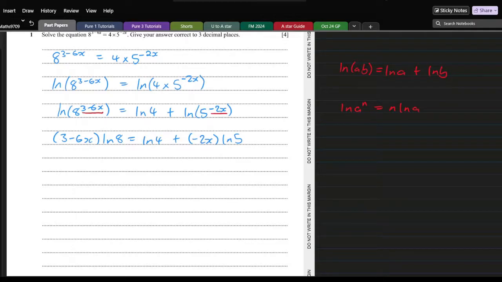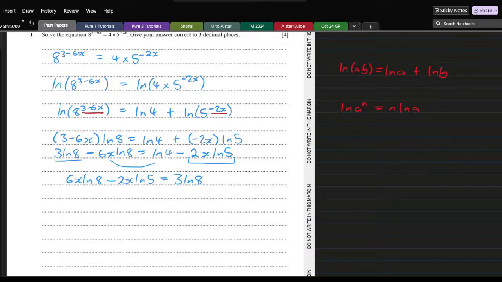So 3 times ln 8 gives us 3 ln 8. Negative 6x times ln 8 gives us negative 6x ln 8. And this is equal to ln 4 minus 2x ln 5. Now we're going to put everything that is x on one side. So I'm going to move the negative 6 ln 8 to the right hand side, so that we end up with 6x ln 8 minus the 2x ln 5 here, 2x ln 5, and this is equal to our 3 ln 8, 3 ln 8, and then let's move ln 4 to the left, so minus ln 4.